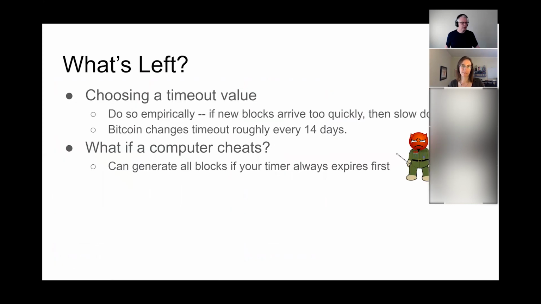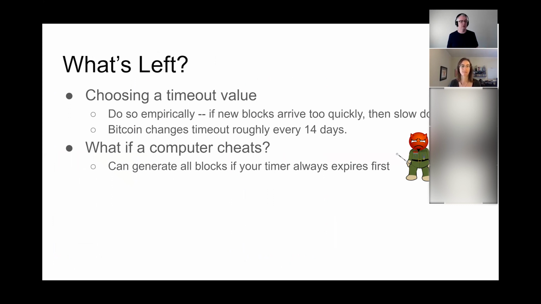Okay, so yeah, great. So what's left? We've covered how to create a blockchain. We've covered how to deal with forks. We've covered how to deal with network partitions. And choosing a timeout value, we've only roughly covered. What you basically do is you do it empirically.